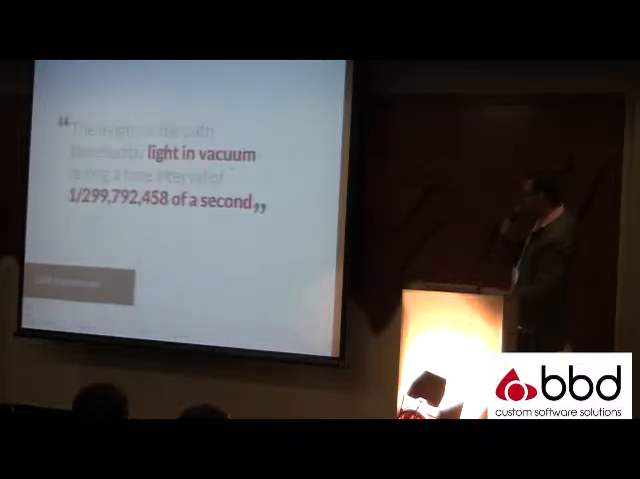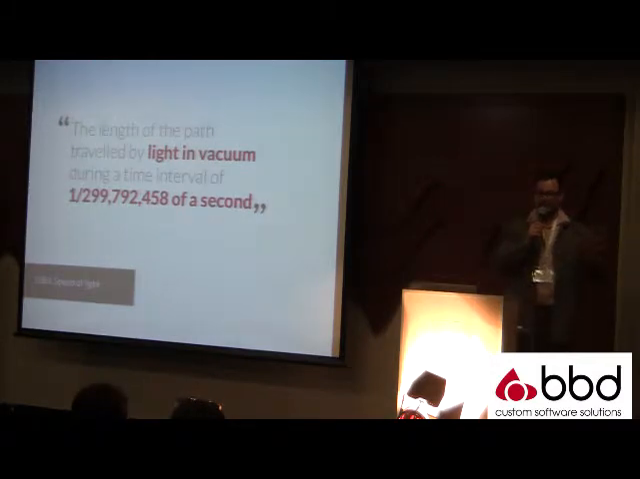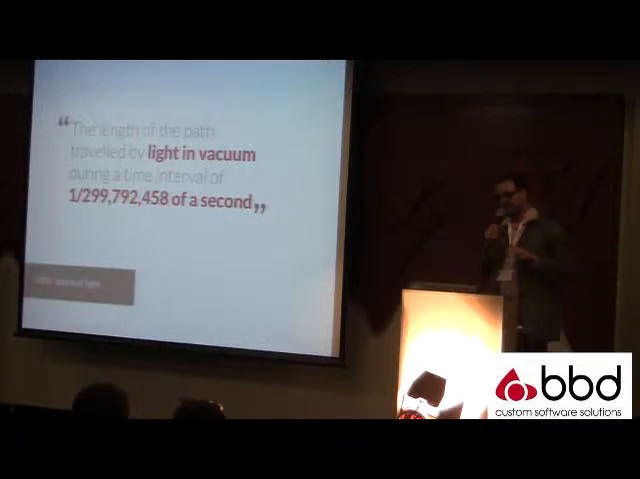In 1983 they changed it again, and this is the standard that we use today. A meter is the length of the path traveled by light in a vacuum during the time interval of 1/300 millionth of a second. That is a meter. That is how we replicate it across the world. That is how we make sure that everyone uses the same standard.